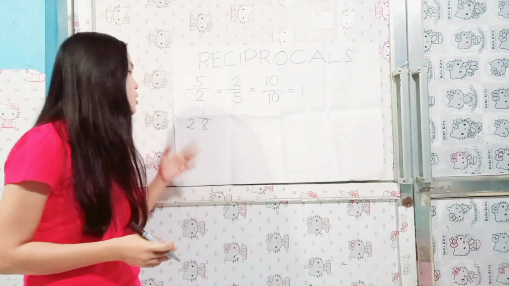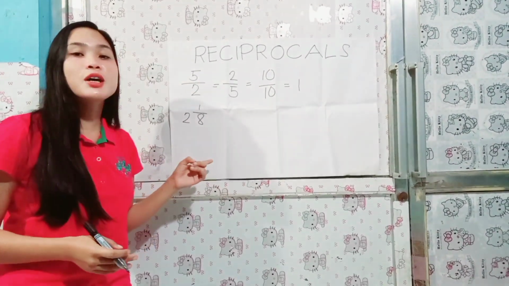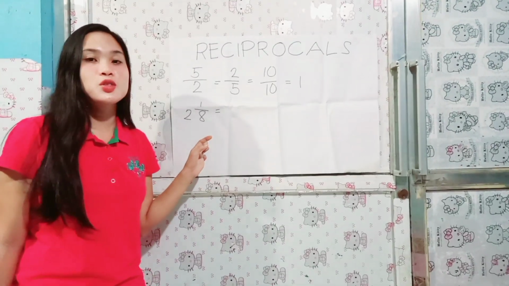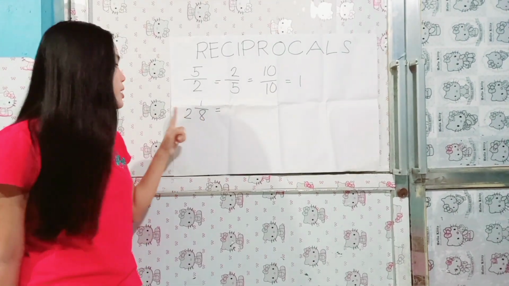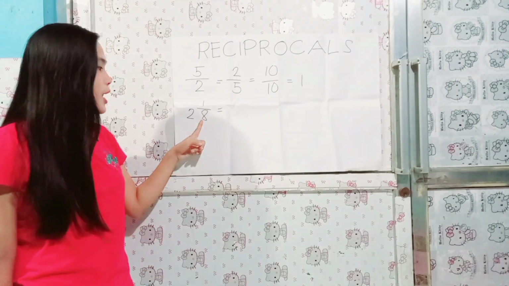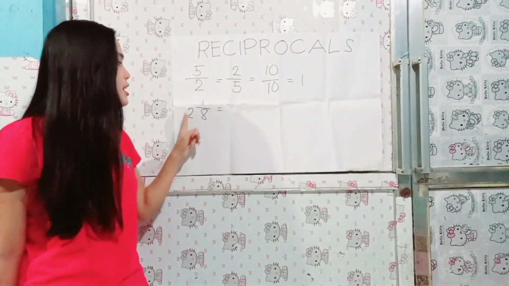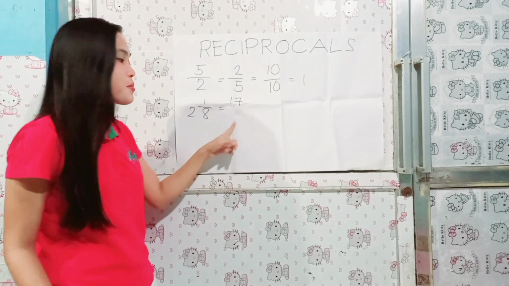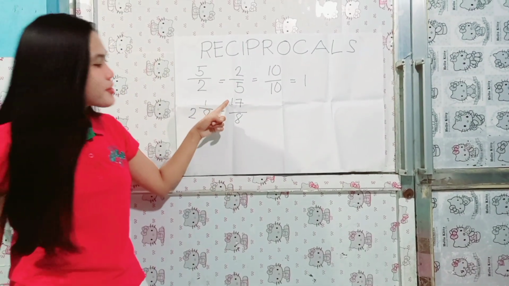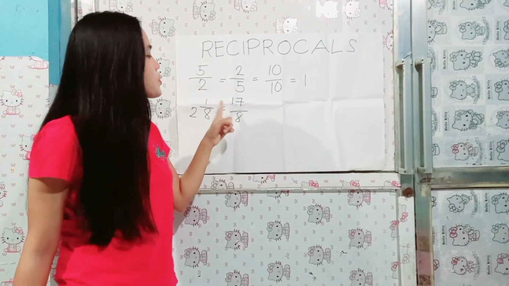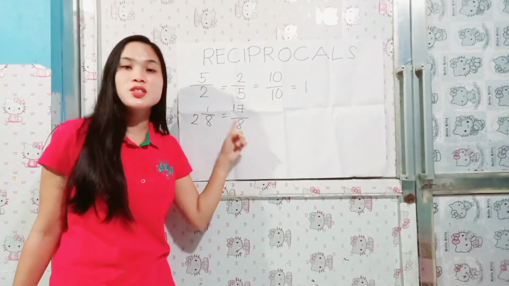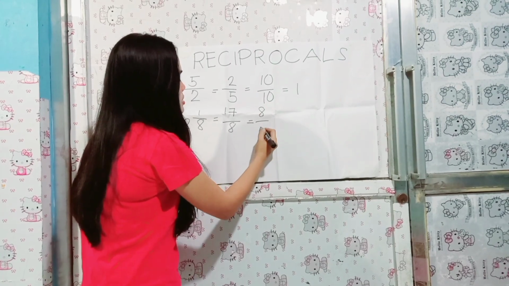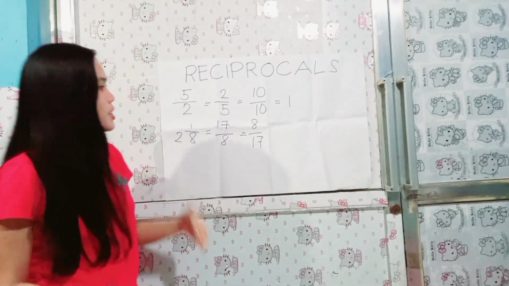So that we can get the reciprocal of 2 and 1/8, we need to transform this mixed fraction into an improper fraction. For mixed fraction to improper fraction, we need to multiply the denominator by the whole number and then add the numerator. So 8 times 2 is 16. 16 plus 1 is 17. And then we will just copy the denominator. So we have 17 over 8. To get the reciprocal of 17 over 8, let's just interchange the numerator and the denominator. So the reciprocal of 17 over 8 is 8 over 17. As easy as that.